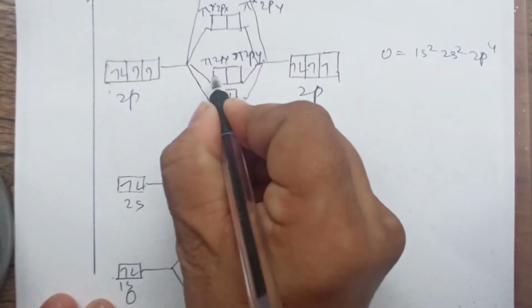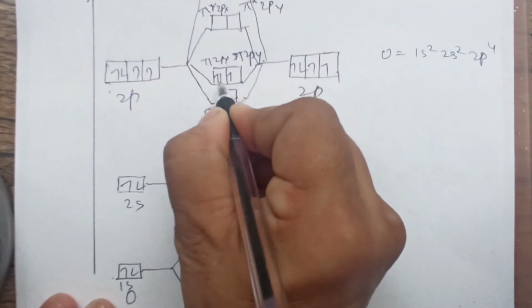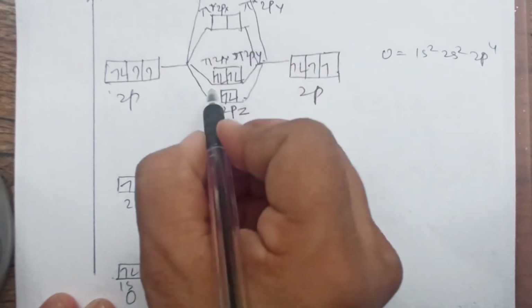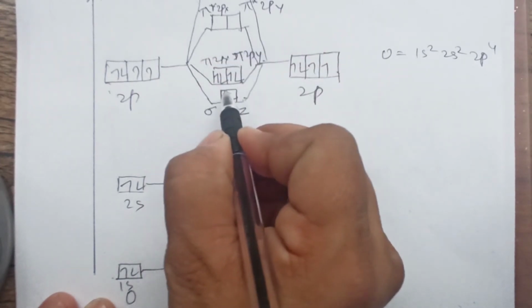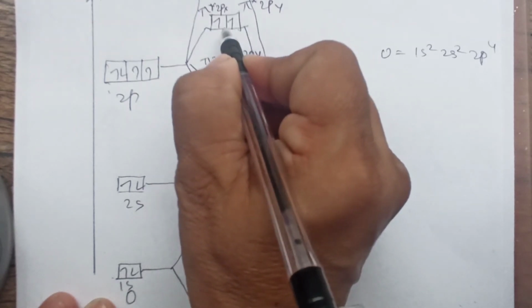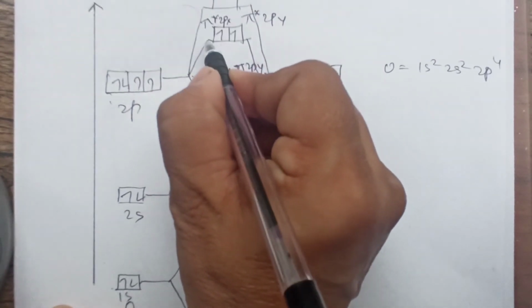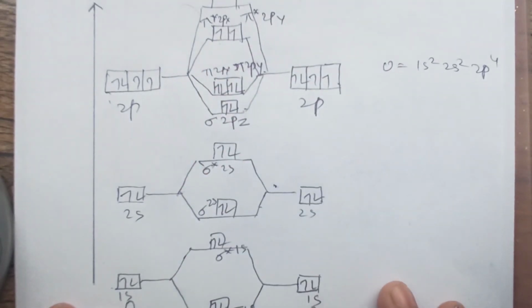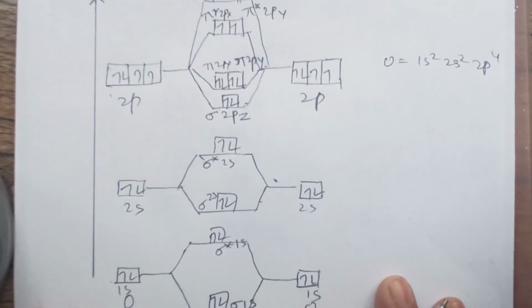1, 2, 3, 4, 5, 6. These are degenerate, so both should get 1, 1, then only pairing. Then 6, 7 and 8. You will not fill in both in 1. This is pi star 2px, pi star 2py. Got it? Another point you must have noticed here.